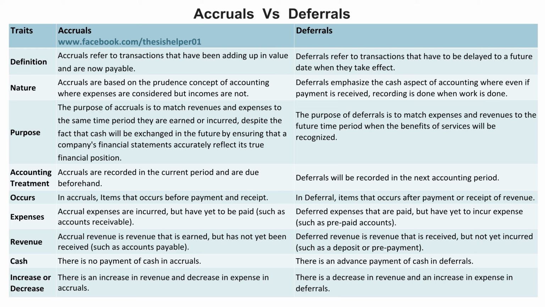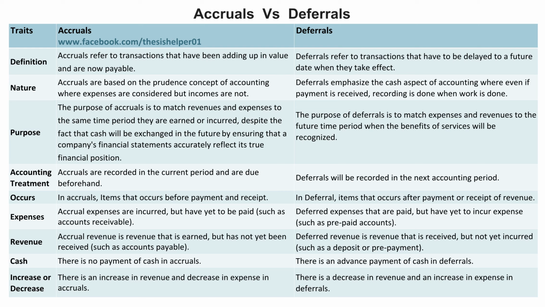Accrual expenses are incurred, but have yet to be paid, such as accounts receivable. Whereas, deferred expenses are paid, but have yet to be incurred, such as prepaid accounts. Accrual revenue is revenue that is earned, but has not yet been received, such as accounts payable. Whereas, deferred revenue is revenue that is received, but not yet earned, such as a deposit or prepayment.